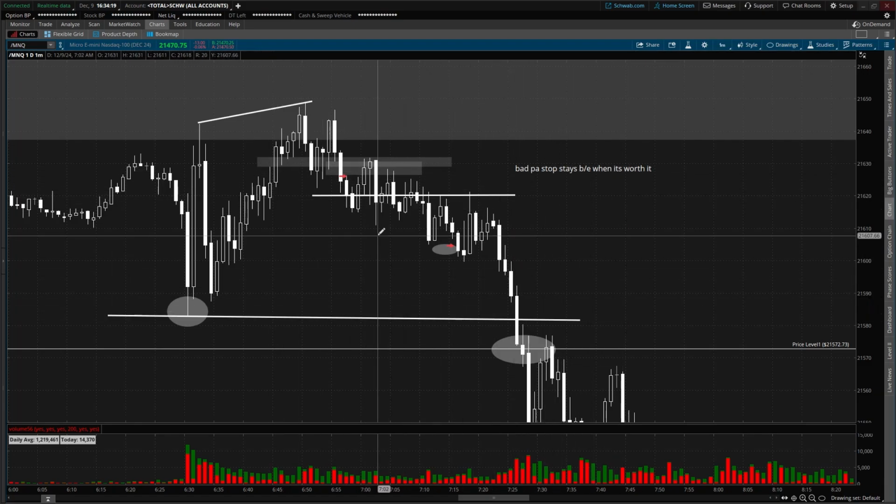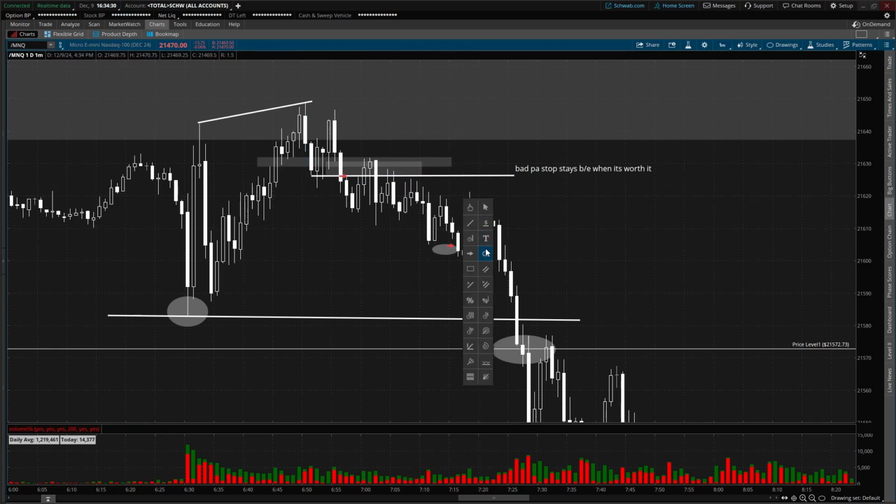PT's worth it? Yes. A 20-point scale. We only scaled because ES took the low and NQ wasn't even near that low. So it's fine to scale there. But my stop should have stayed at break even. We would have been totally fine.